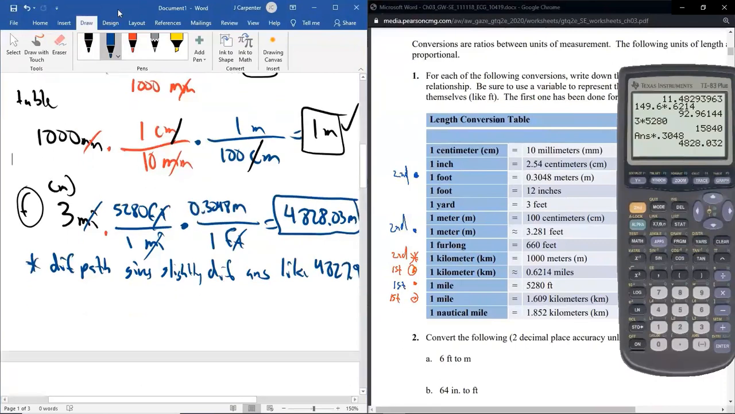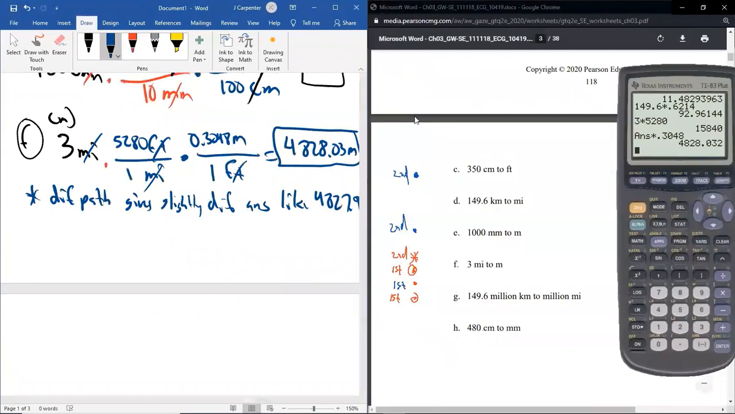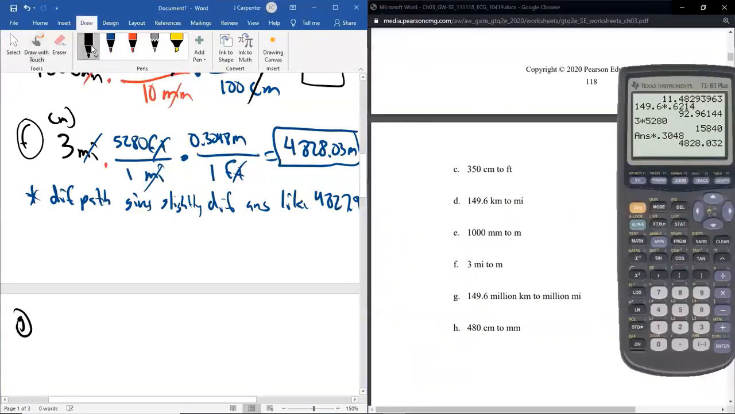All right, got 5 minutes. Let's do G, and we won't do H. Clear my screen, annotate, clear, boom. G, 149.6 million kilometers. So I'm just going to write million kilometers. What you could instead do is just move this decimal 6 places to the right and have a whole bunch of zeros. And we want to convert this to millions of miles.